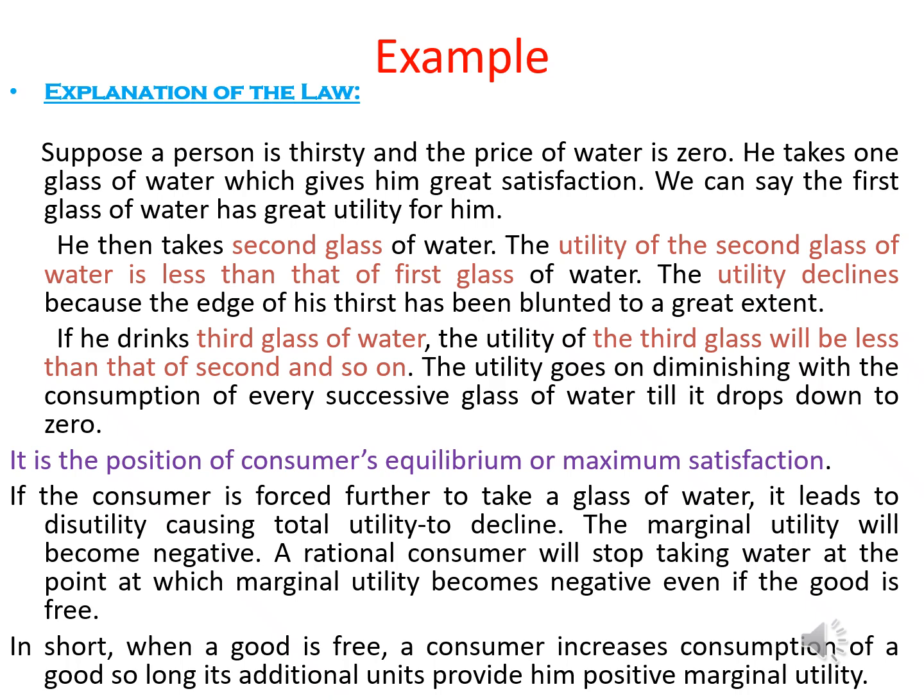Next, the consumer drinks the third glass. The total utility rises further to 40 units. The marginal utility is calculated as 40 minus 32 equals 8 units. Again, the total utility increases, but the marginal utility continues to decline.